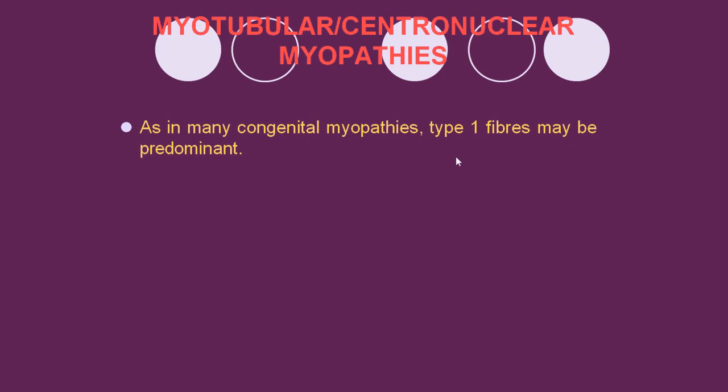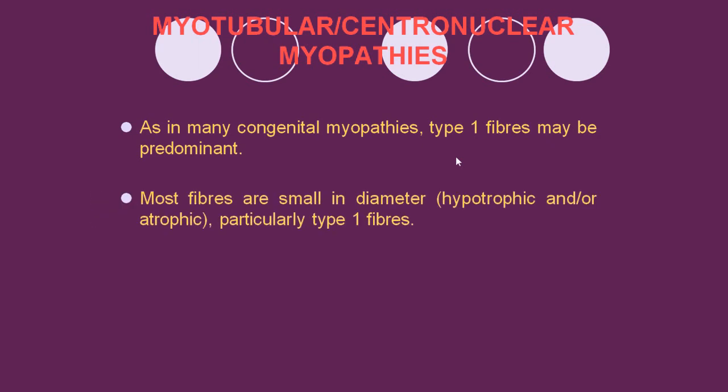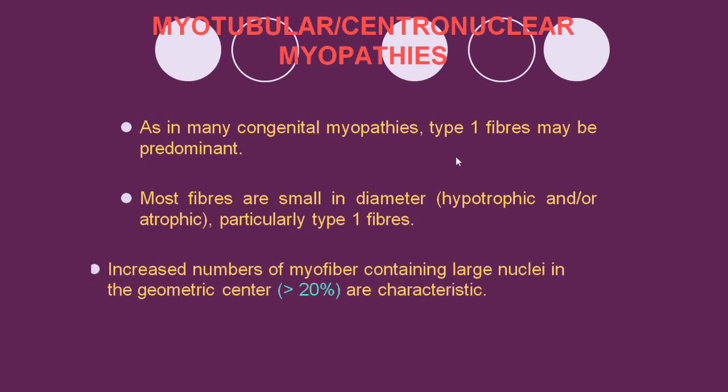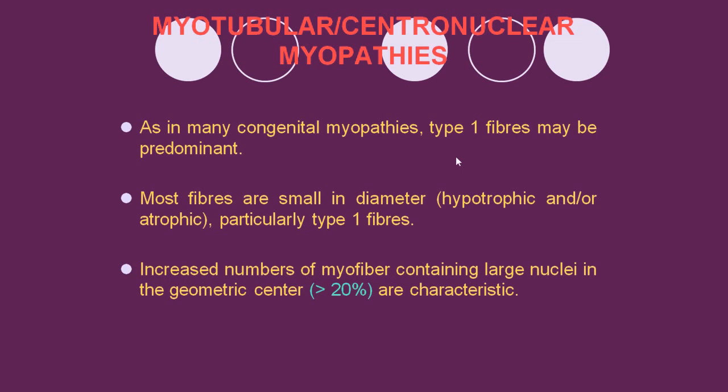Histologically, as in many congenital myopathies, type 1 fibers may be predominant. Most fibers are small in diameter, hypertrophic and or atrophic, particularly type 1 fibers. Increased numbers of myofibers containing large nuclei in the geometric center are characteristic. We must concentrate on more than 20%.